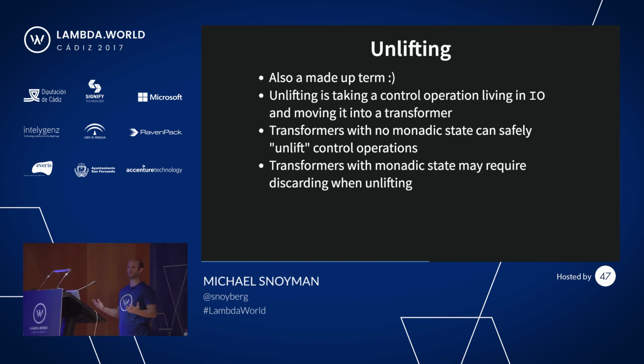We saw that with concurrently. Concurrently, when we were doing it on ReaderT, we started with an input action, which was in ReaderT. We knocked that down to just IO by giving it the environment that it needed. And then at the end of running that, we lifted it back up. That's the general pattern that you're going to see with unlifting. Any transformer that has no monadic state can be safely unlifted, can safely unlift control operations. And the problem is that transformers that do have monadic state may end up requiring discarding of some of that state when you're doing unlifting actions.